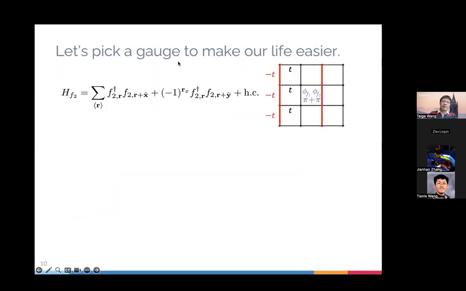Okay, let's make our life easier by picking a specific gauge. We're essentially looking at the band structure theory for F2, and F2 sees pi flux. So let me just consider this particular gauge, a hopping model on a square lattice with a hopping t on these black bonds and minus t on these red bonds. Since I have a minus t here, every time you go around the unit cell, you see pi flux. So this is for F2.